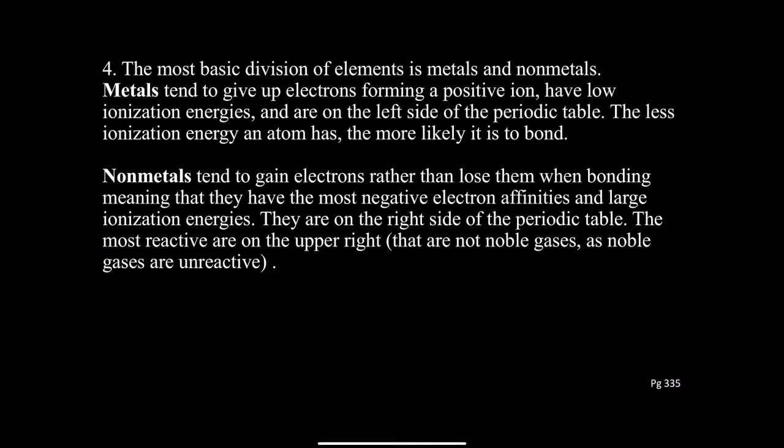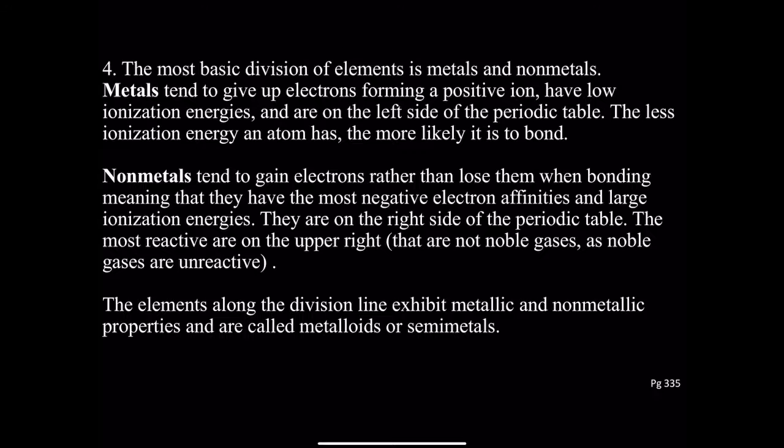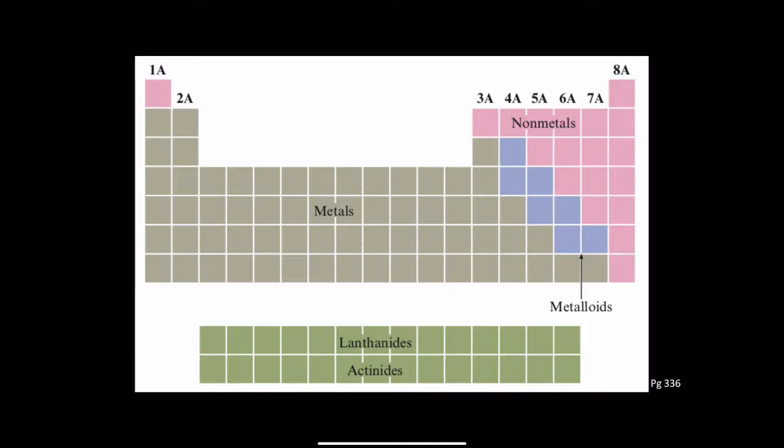Then nonmetals, they tend to gain electrons rather than lose them when bonding, meaning that they have the most negative electron affinities and large ionization energies. They're on the top right side of the periodic table. The most reactive are on the upper right, as long as they're not noble gases, because those gases are unreactive. And then the elements along the dividing line exhibit both metallic and nonmetallic properties and are called metalloids or semimetals. Here's a visual representation of each of those things.